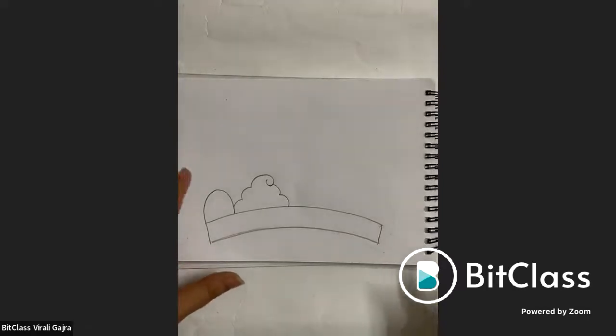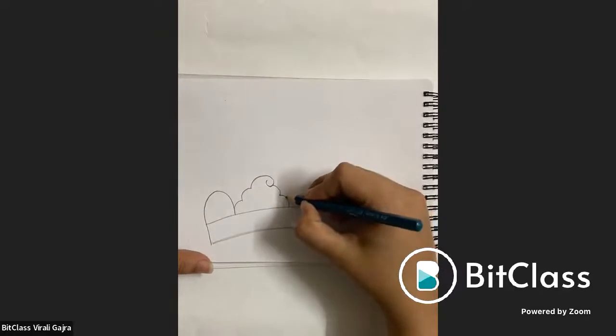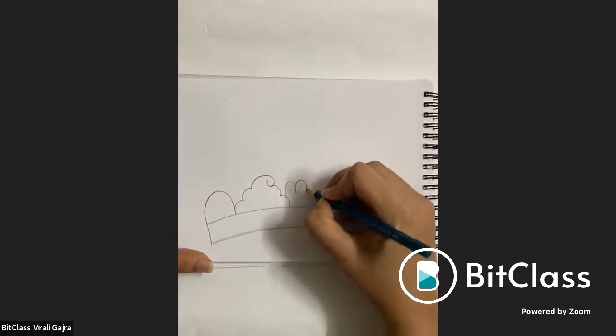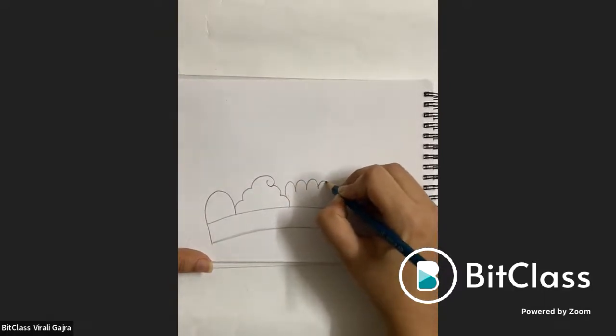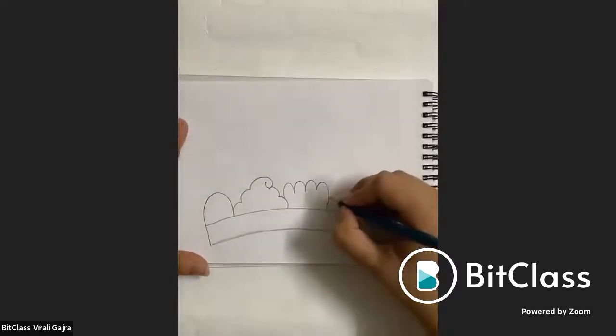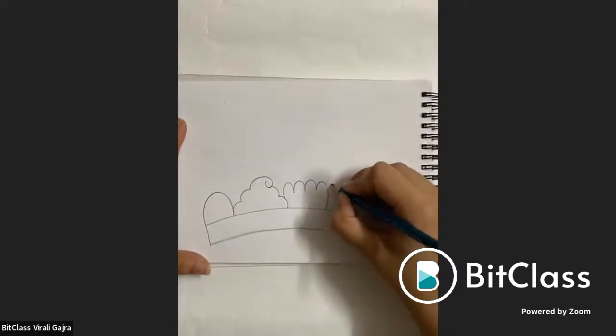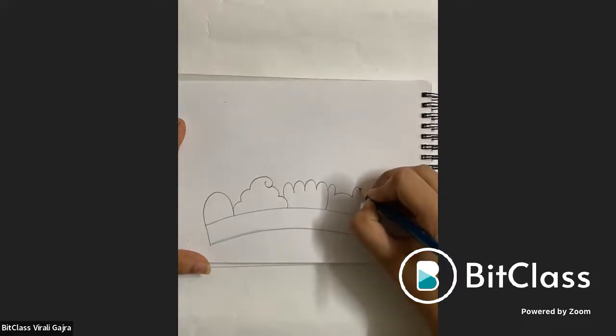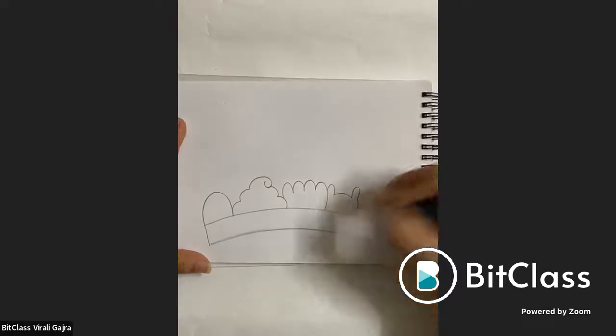You can make a circle. You can maybe make a square or maybe a rectangle shape. Anything is fine, okay? So let's do that. I'm just playing with my curves over here. Also remember one thing, that your shape should not be of the same size. So just keep on changing the size of your shape.